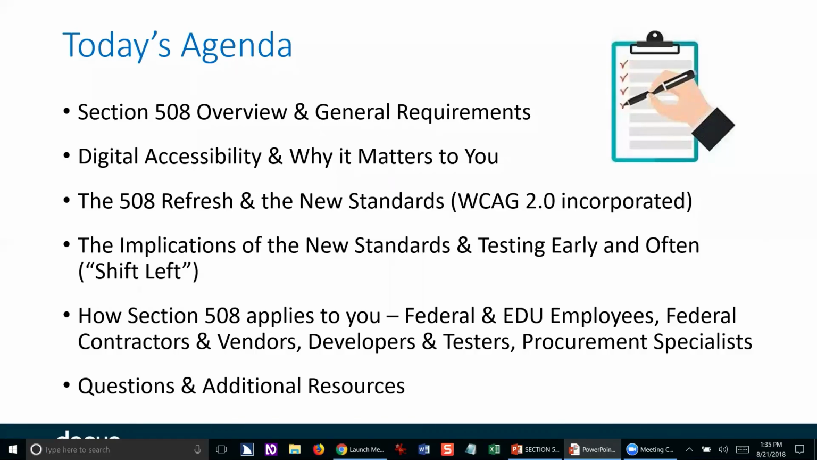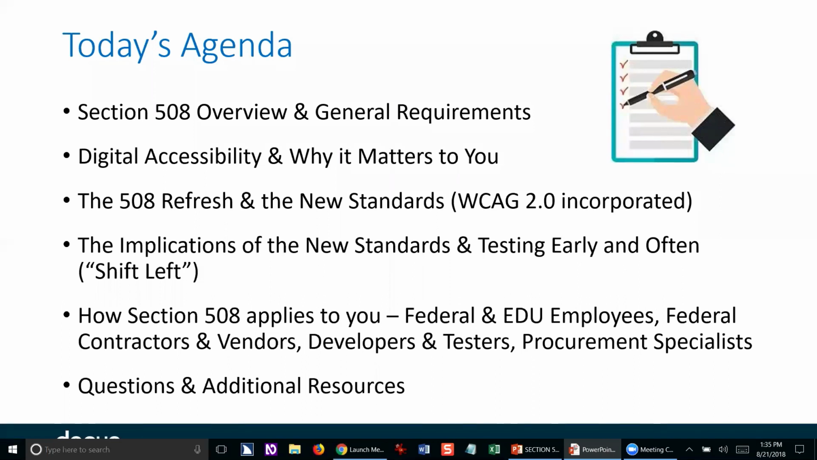Let's go ahead and take a look at our agenda here. We have a lot of great information to share with you today, and of course you will have access to this deck, and you're very welcome to reach out to us with any questions. So we'll take a look at what Section 508 is, including some important definitions and general requirements. We'll discuss the meaning of digital accessibility and why it matters to you. We'll go over the 508 refresh, including the WCAG 2.0 that are now incorporated by reference.